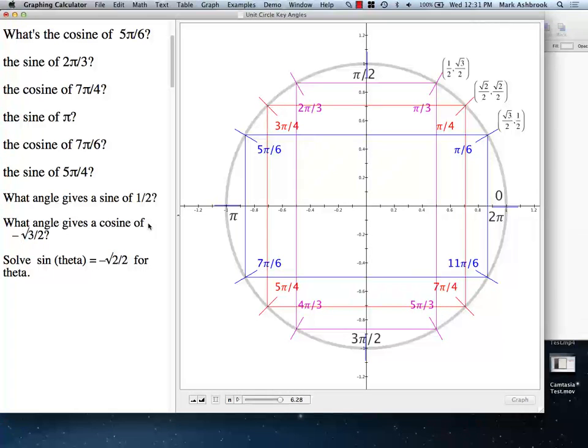All right, let's start over. What angle gives a cosine of negative radical 3 over 2? Over here, this is our horizontal distance. That's negative radical 3 over 2. So we got this angle here, 5 pi over 6, and then 7 pi over 6. Are there any other angles that give that cosine?